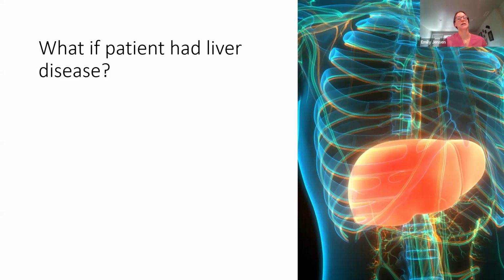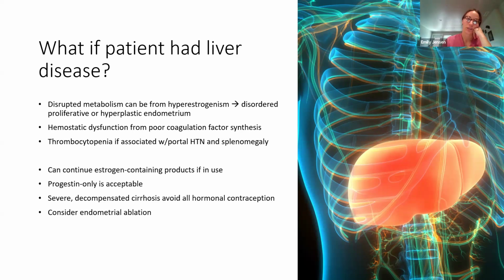So what if the patient had liver disease? What do you do? What can you do? What's okay to do? We know that everybody with liver disease, like a cirrhotic patient, has hyperestrogenism to begin with, and that can cause this disordered proliferative endometrium or hyperplasia. And so you can think about whether there's thrombocytopenia associated with portal hypertension and splenomegaly.